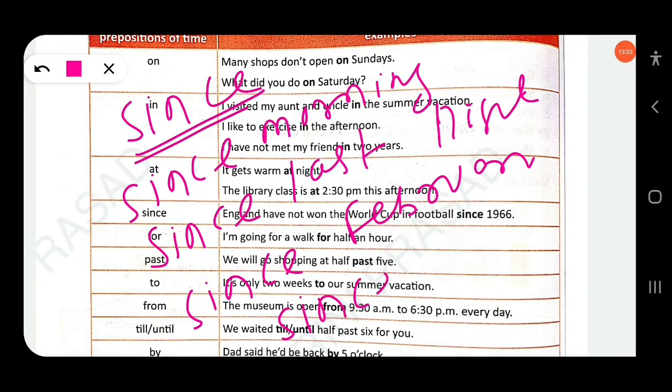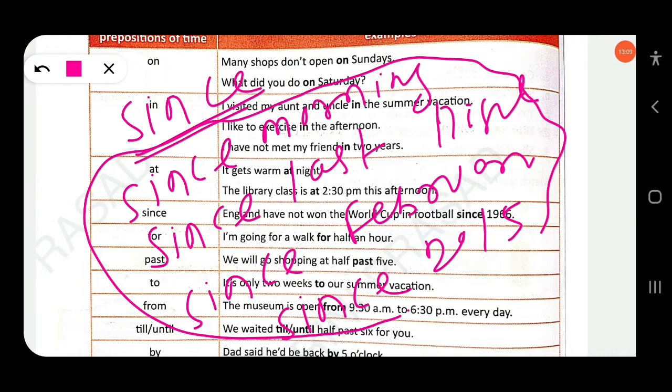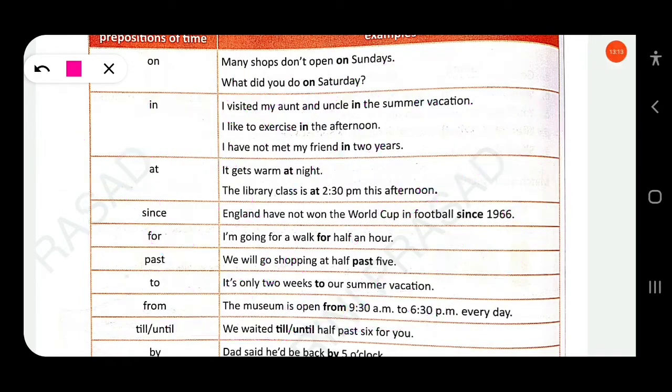Similarly, since 2015. These are points of time. It indicates points of time. So, England have not won the World Cup in football since 1966. Then the next one is "for".